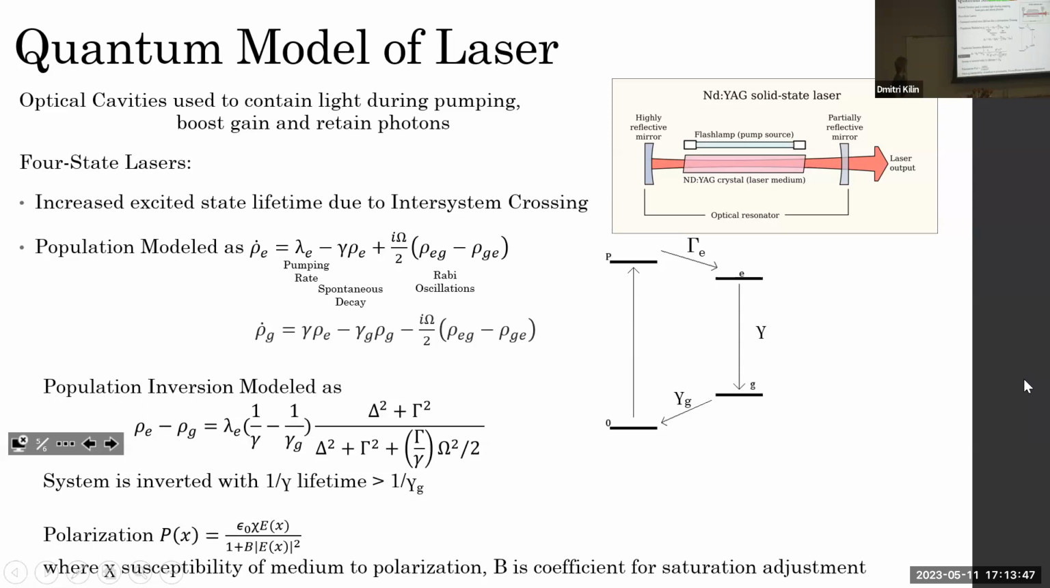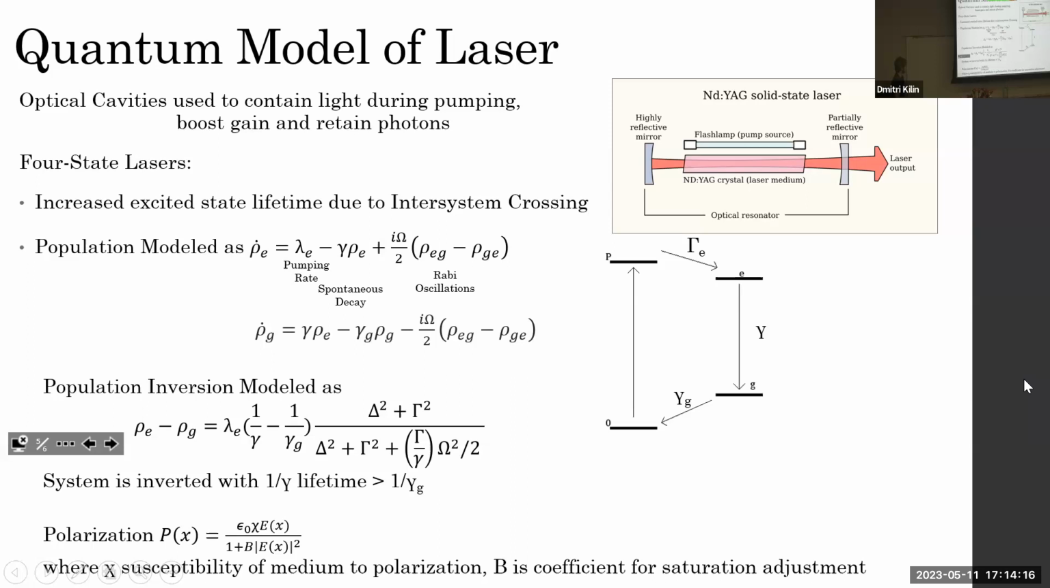But so rho EE is modeled by the pumping rate, spontaneous decay, and Rabi oscillations. And our ground state is also like this, but more focus on the excited state. And so population inversion is just going to be the difference between our excited state occupancy and the ground state. What's really important from this function is this ratio 1 over gamma and 1 over gamma G. So gamma is the decay from our second excited state back down to its second ground state. And then gamma G is from ground back to original ground.